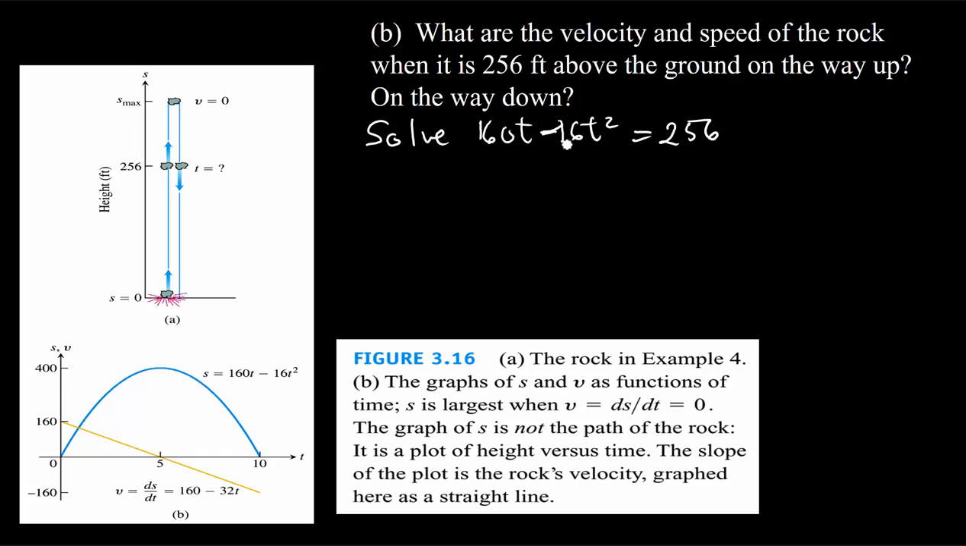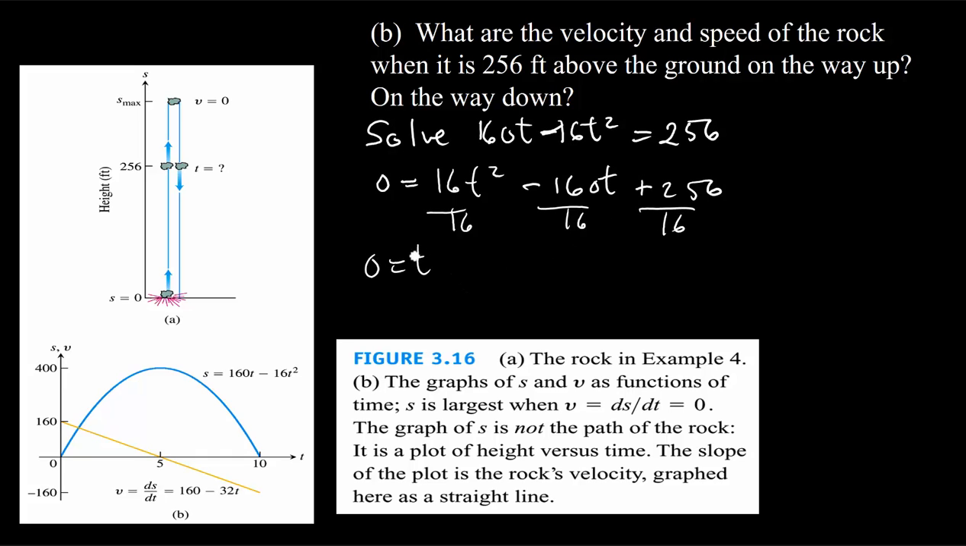So if you think about this, put everything on one side and set equal to 0, you're going to get 0 is equal to 16t squared minus 160t plus 256. Now, everything is divisible by 16. So let's divide everything by 16. And what do we have? 0 is equal to t squared minus 10t plus 16, since 256 divided by 16 is 16.